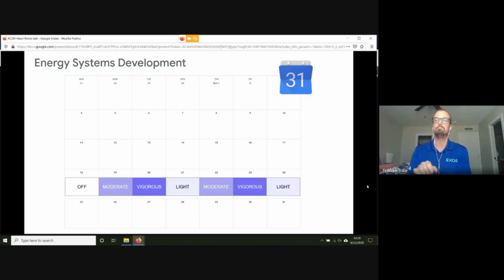And so really here, we build in 2 moderate and 2 vigorous sessions. This allows us the opportunity to build towards that 150 heart point goal. We build in 2 light intensity sessions or 2 lighter sessions. This facilitates a bit of recovery. And then we also maintain that off day, right? So that we're able to really make sure that we get a genuine sort of recovery throughout.